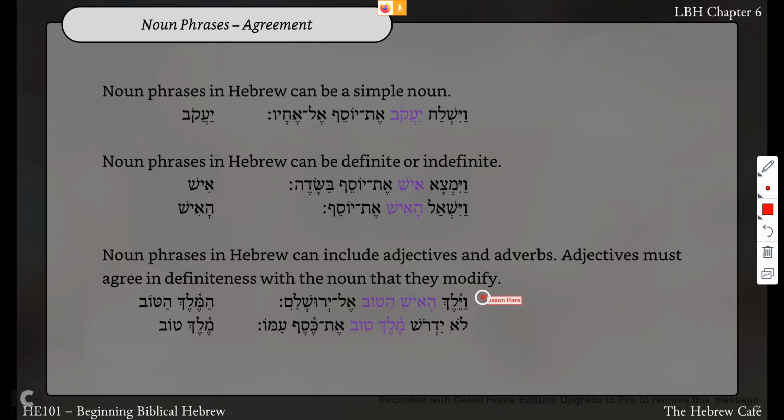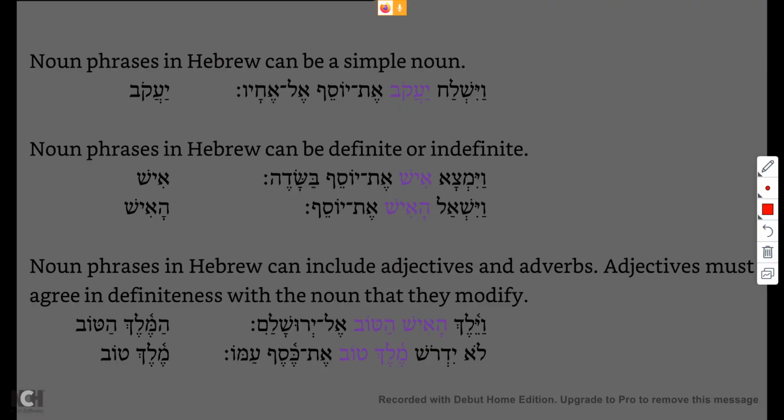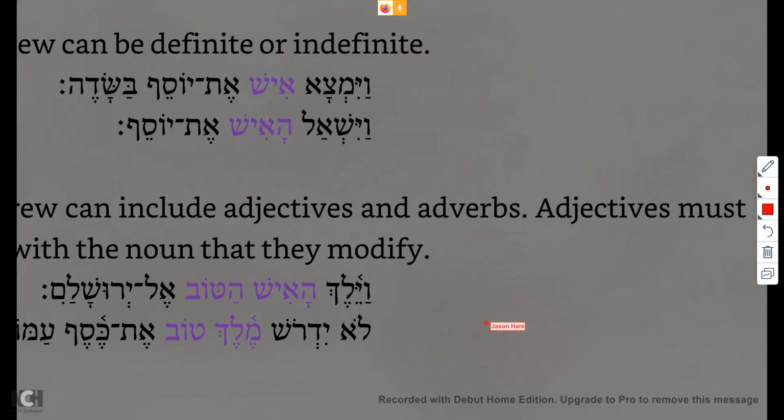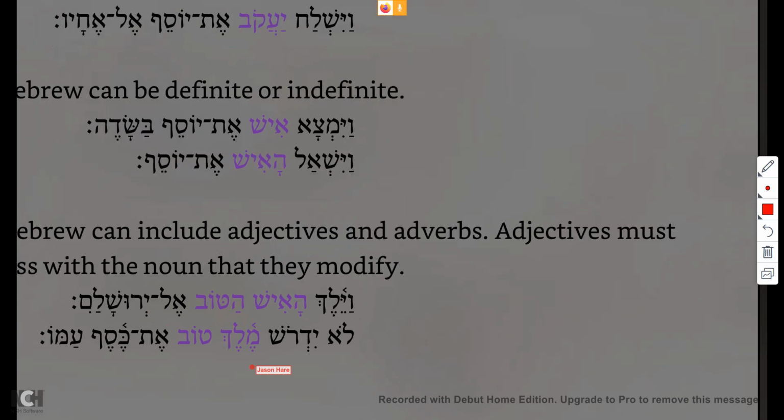So this sentence, let's see if somebody will read it for us. This one right here. I'll make it a little bigger on my screen. Okay, this way. There we go. Someone want to read the first one for us? Vayelech ha'ish hatov el Yerushalayim. Excellent. Vayelech ha'ish hatov el Yerushalayim. And the good man went to Jerusalem.